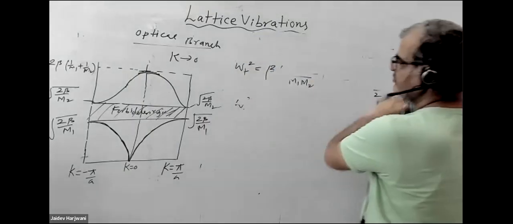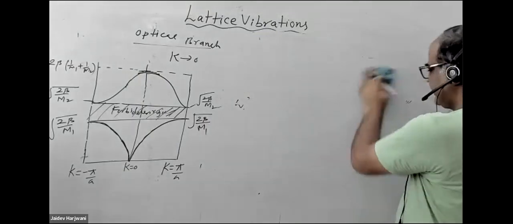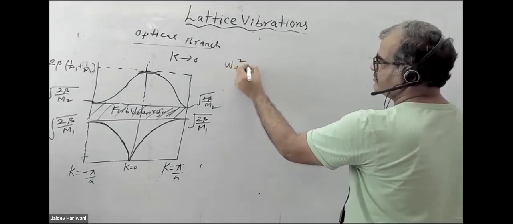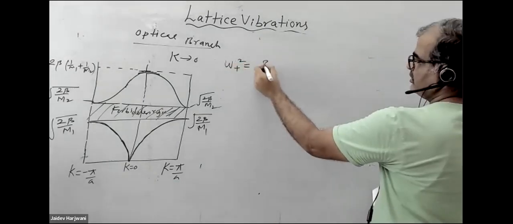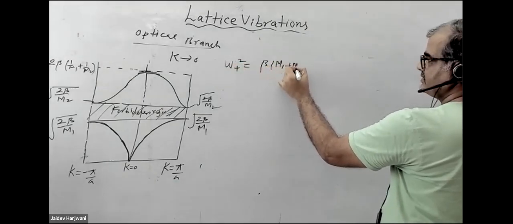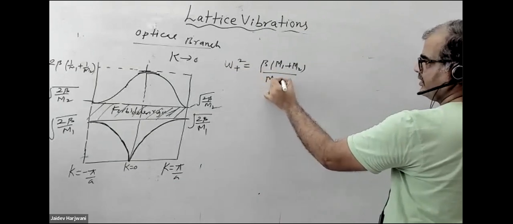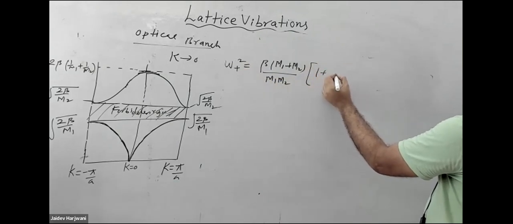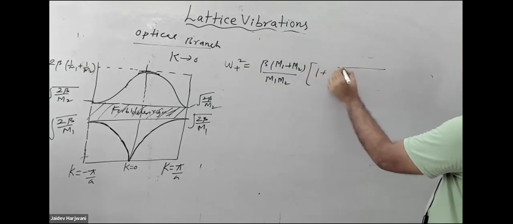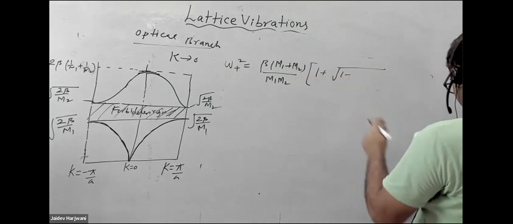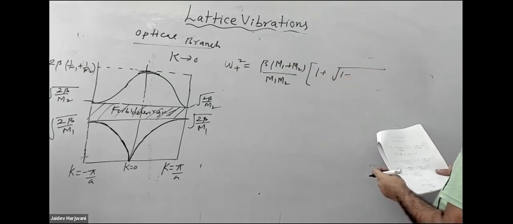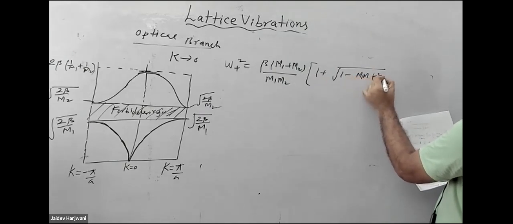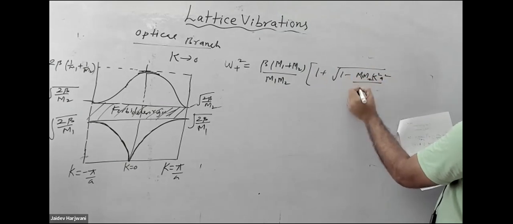So what is omega plus squared? Write the expression for the optical frequency. Omega plus squared equals beta times (m1 plus m2) over m1 m2, and this will come out as 1 plus the square root of 1 minus, for k tends to 0, m1 m2 k squared a squared over (m1 plus m2) squared.